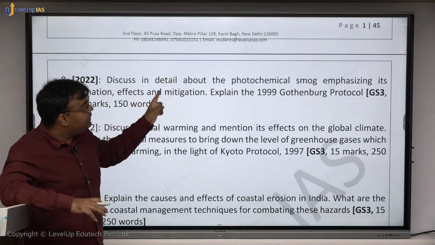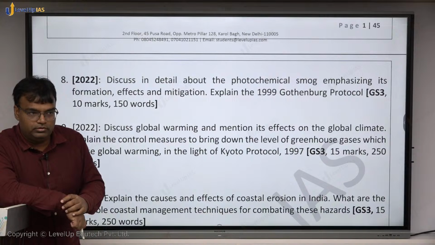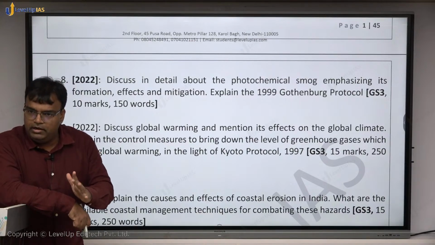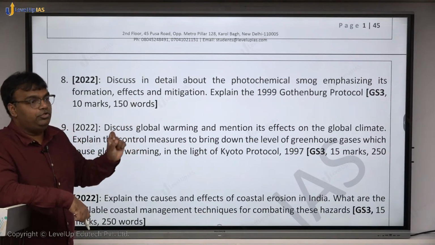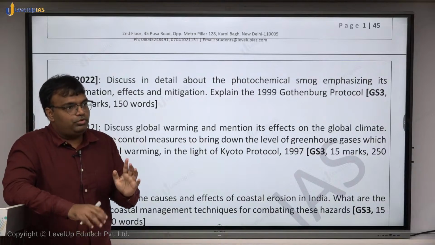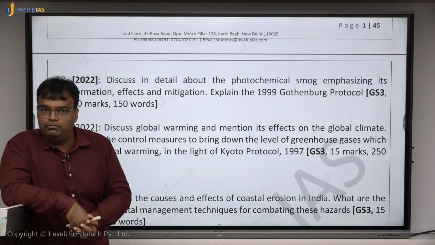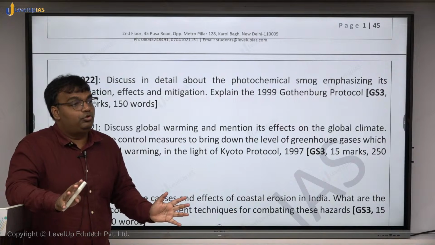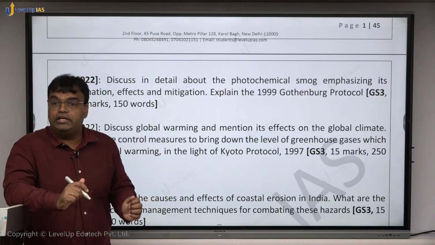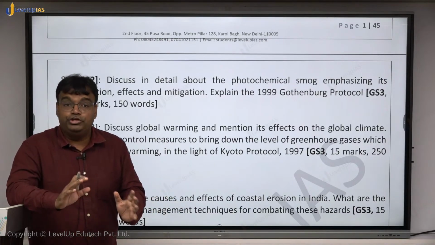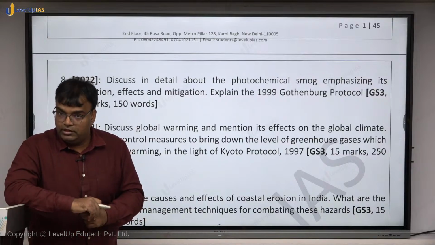Then discuss in detail the photochemical smog. You have studied this at the time of Prelims, but even at the time of mains, this is telling you what? This is telling you, look, in general air pollution related questions would come, such as why does Delhi face so much air pollution? Or what are the key issues cities in India are facing related to air pollution?